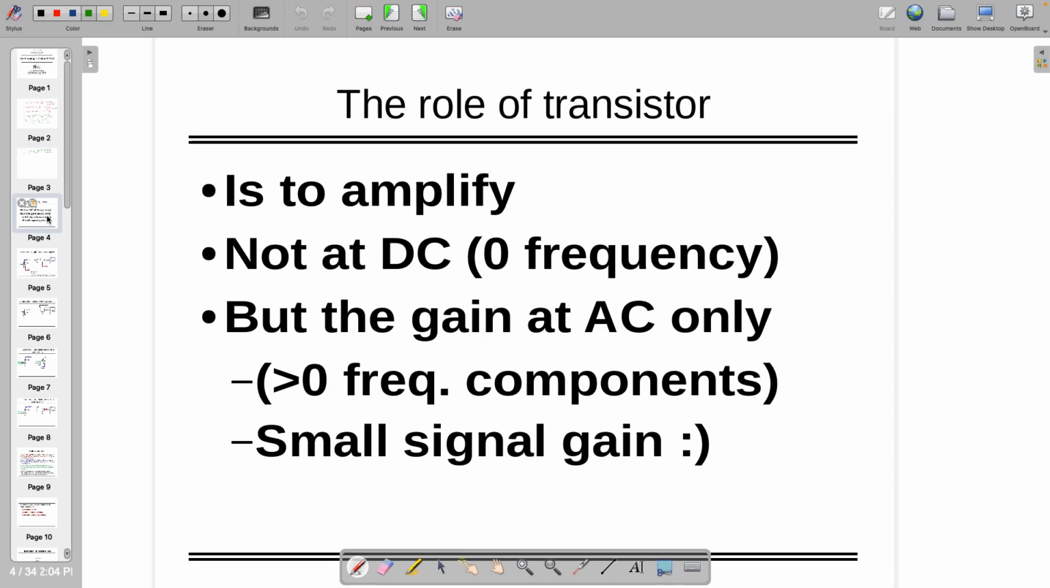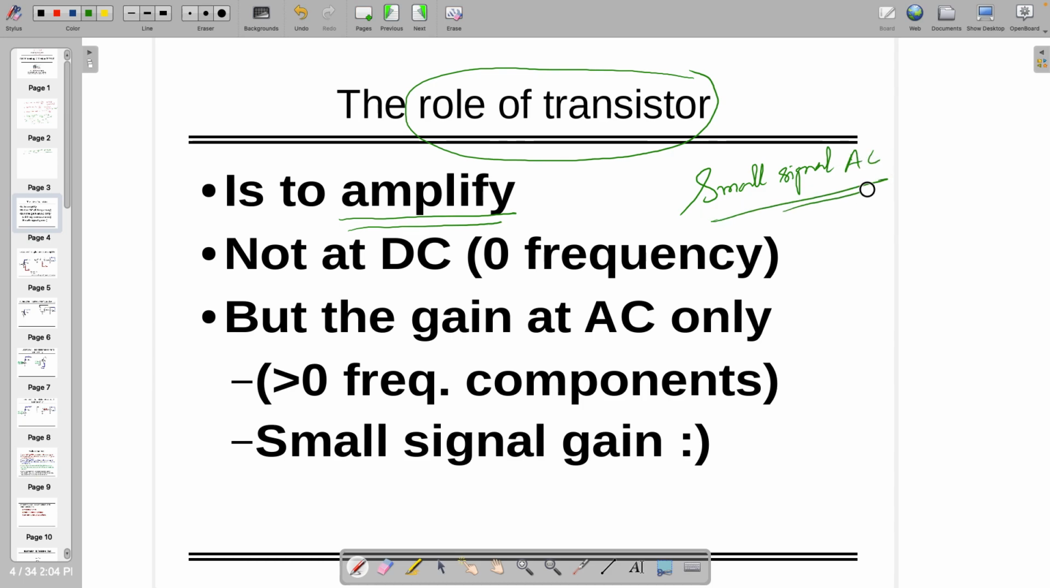Okay, so now let's go to the real thing, the chapter where our main goal is to use the transistor as an amplifier. So its role is to amplify. Its role is also to act as a switch. However, we are not talking about that. We are considering ourselves in the amplifying region, where you are working with the small signal AC input.